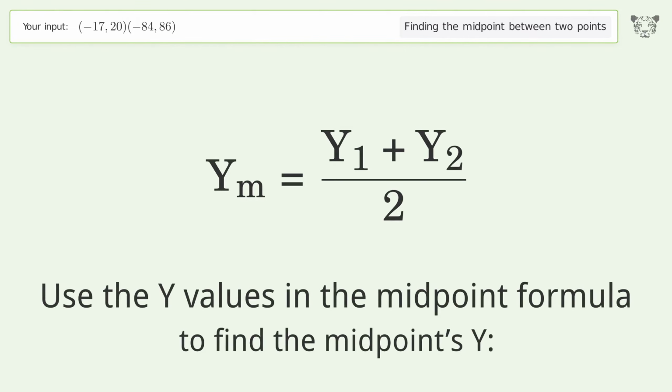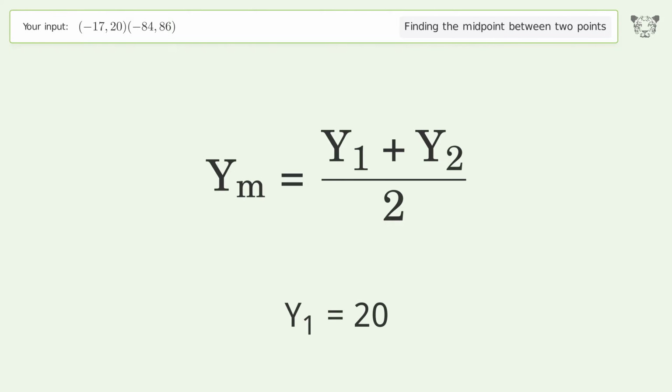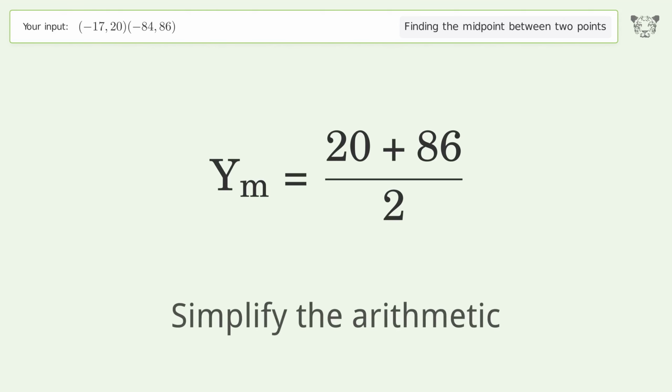Use the y values in the midpoint formula to find the midpoint's y. y1 equals 20. y2 equals 86. Simplify the arithmetic.